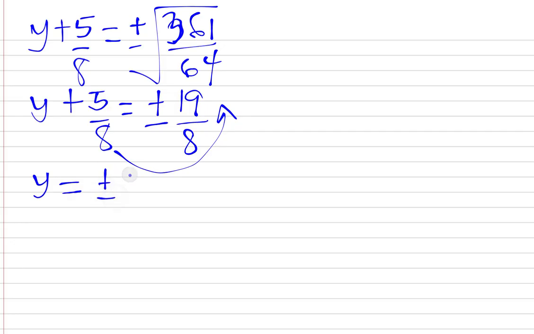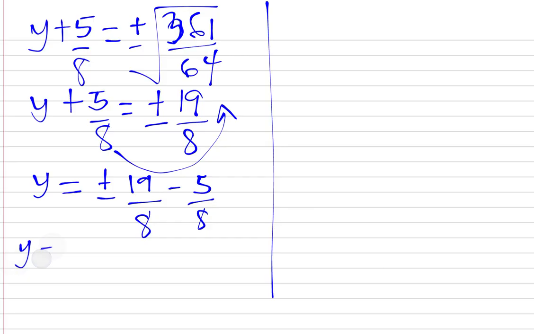Plus or minus 19 over what? Over 8. If plus cross, it will turn to what? Minus what? 5 over 8. Are you seeing that now? So that will now become what? Y equals to, LCM is what? 8. So we have plus or minus 19 minus what? 5. And that now gives us what?